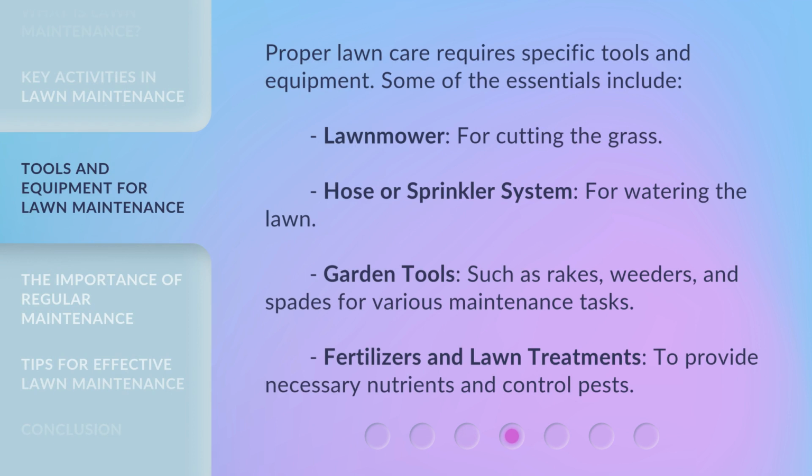Proper lawn care requires specific tools and equipment. Some of the essentials include lawnmower, for cutting the grass, hose or sprinkler system, for watering the lawn, garden tools, such as rakes, weeders, and spades for various maintenance tasks, fertilizers and lawn treatments, to provide necessary nutrients and control pests.